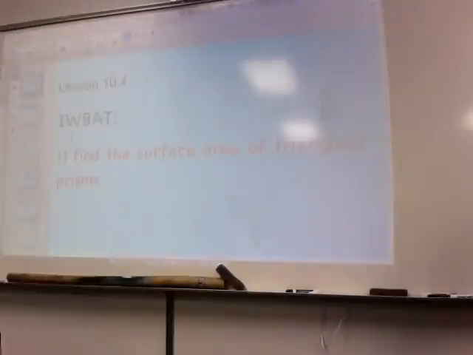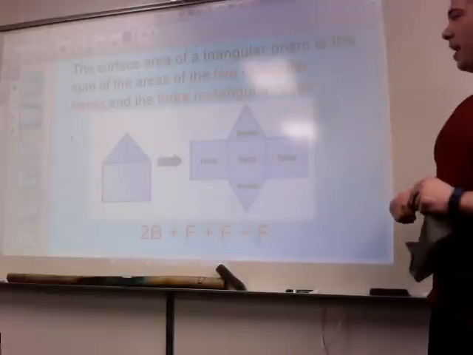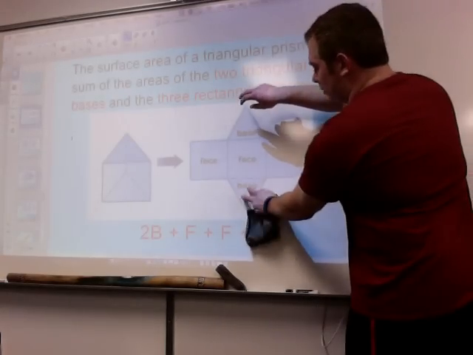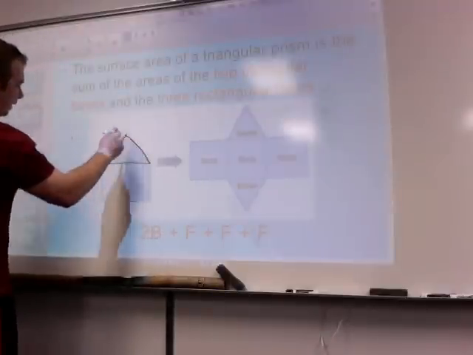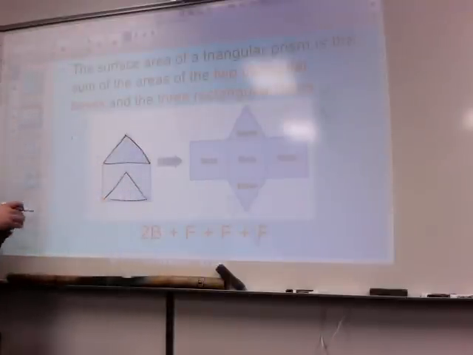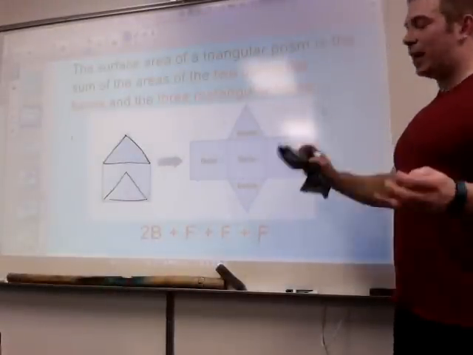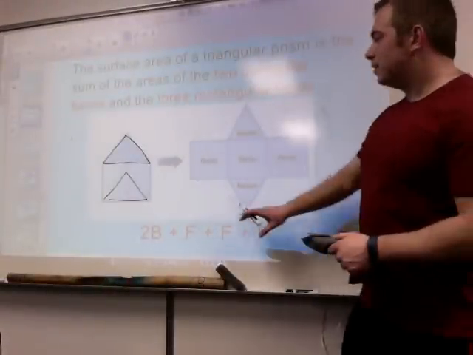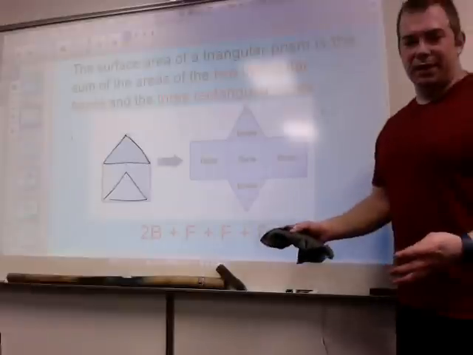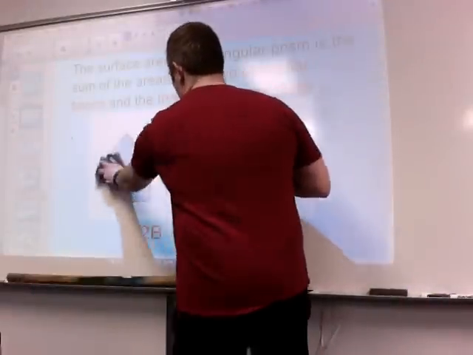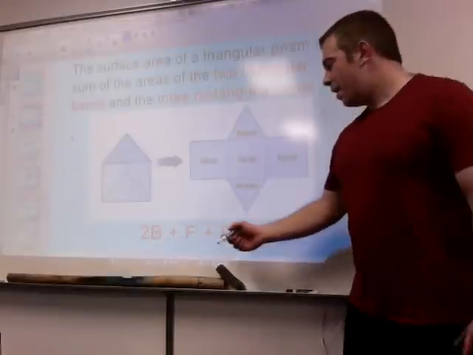Let's get started. The surface area of a triangular prism is the sum of the areas of the two triangular bases, base and base. Now this is opened up, so over here there's your one base, there's your other. It's the sum of the two bases and the three rectangular faces. So a triangular prism has two triangle bases, and then it has three rectangular or square faces. When you add it up, it should be your base times two, because your base will be the same top and bottom, and then your three faces.